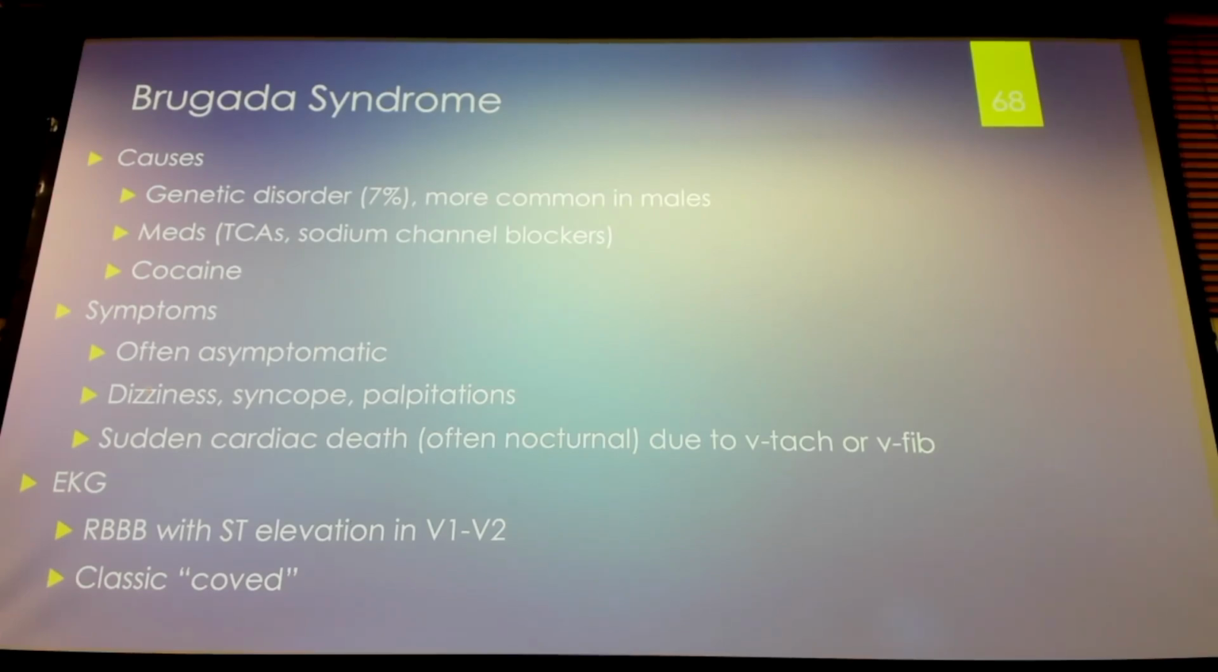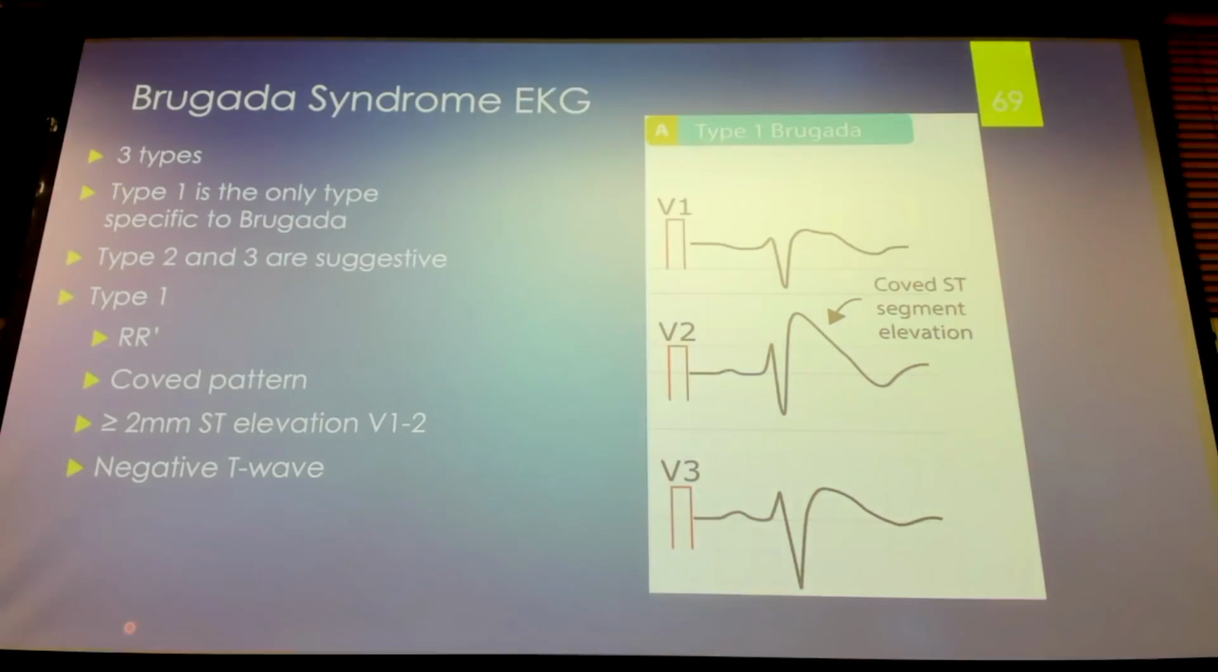On ECG, we look at leads V1, V2, and V3. We're going to look for a bundle branch block, which I know we haven't talked about, but I'll show you what that looks like real quick, and then we do have a lecture on that. And then we'll look for coved ST segments. There are actually 3 types of Brugada, but we're going to focus on type 1, because type 1 is the only one that is specific for Brugada. The other 2 are suggestive of Brugada.